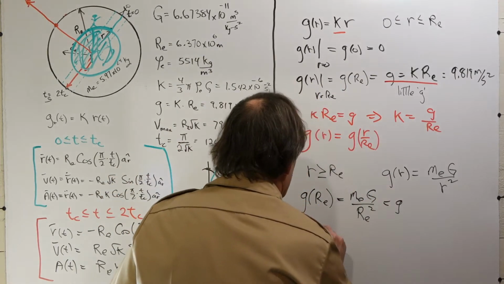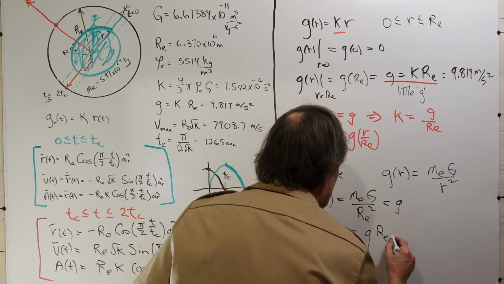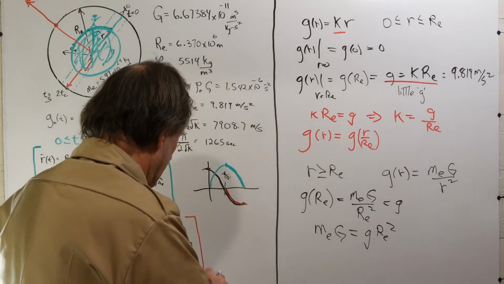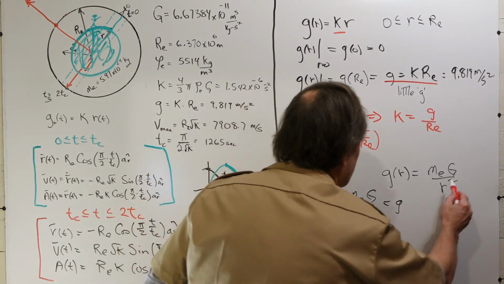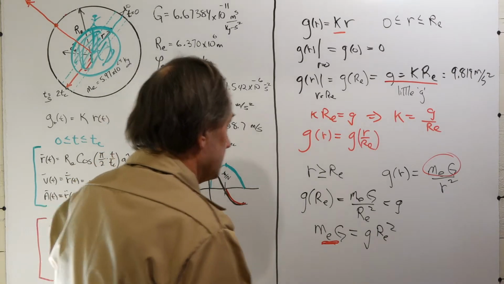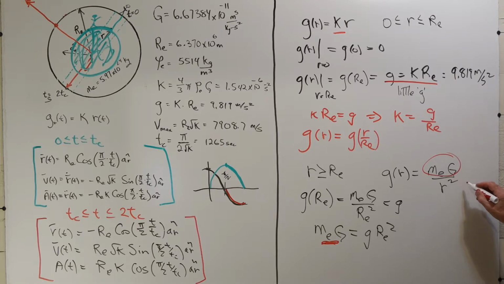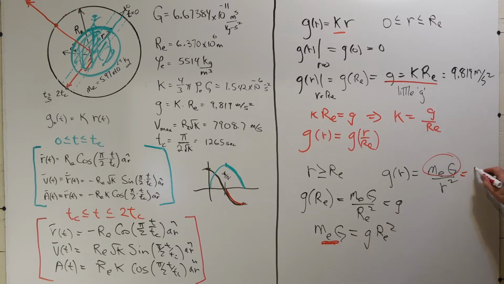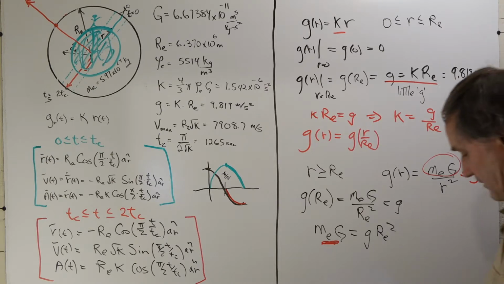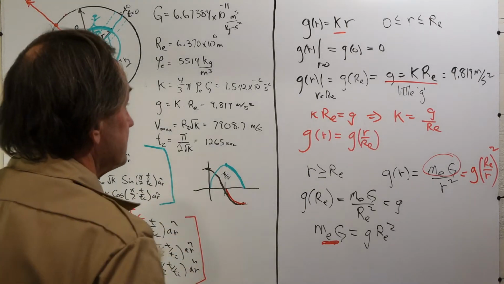We can now solve for the mass of the Earth times big G, which is little g times RE squared, and we can now put this value in here and rewrite the equation. So this equation then becomes g RE squared over R squared, or g times the quantity RE over R, squared. Okay, let's go ahead and summarize this.